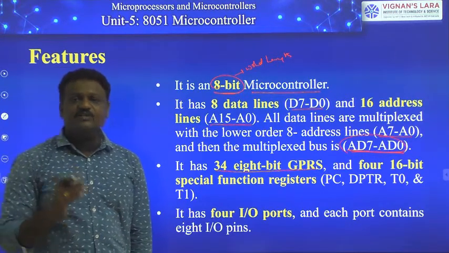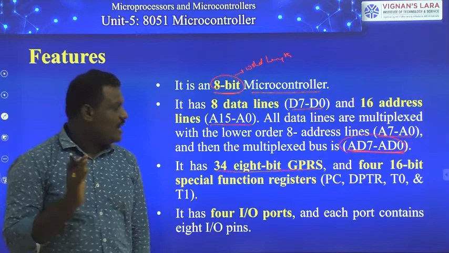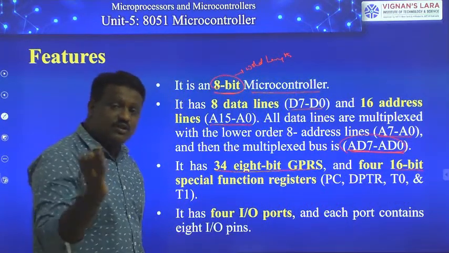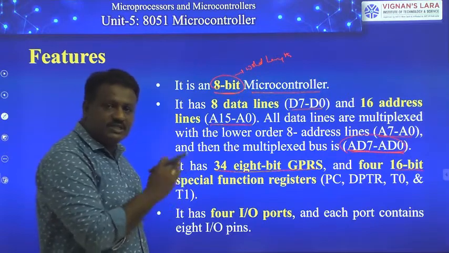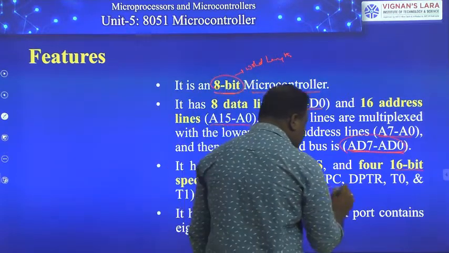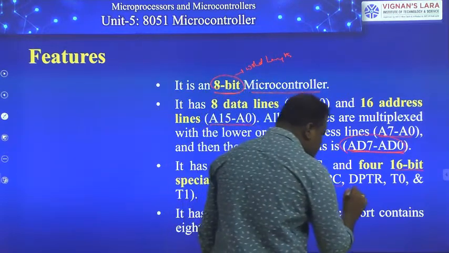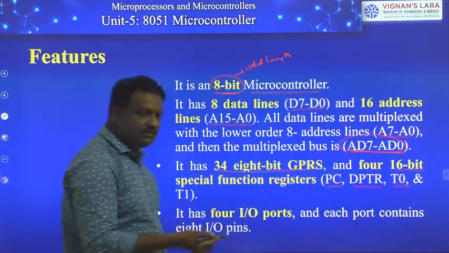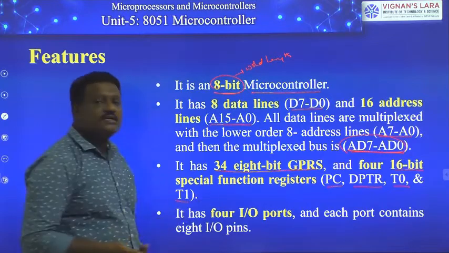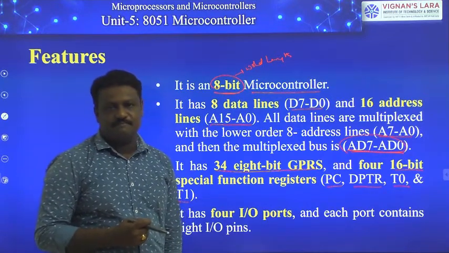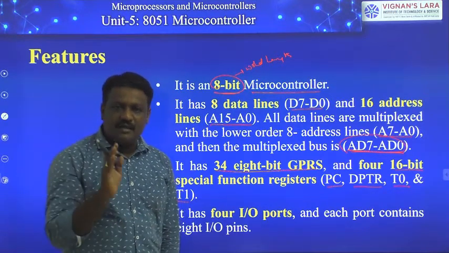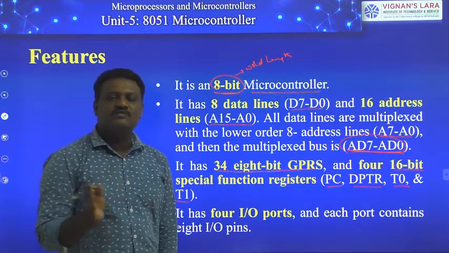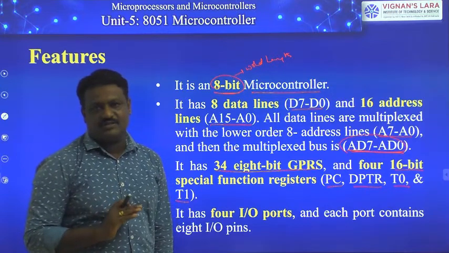Next, it has 32 8-bit general purpose registers and 4 16-bit special function registers. Those 16-bit special function registers are, one, the program counter PC, second, the data pointer DPTR, and another one is timer 0, T0, and another one is timer 1, T1.